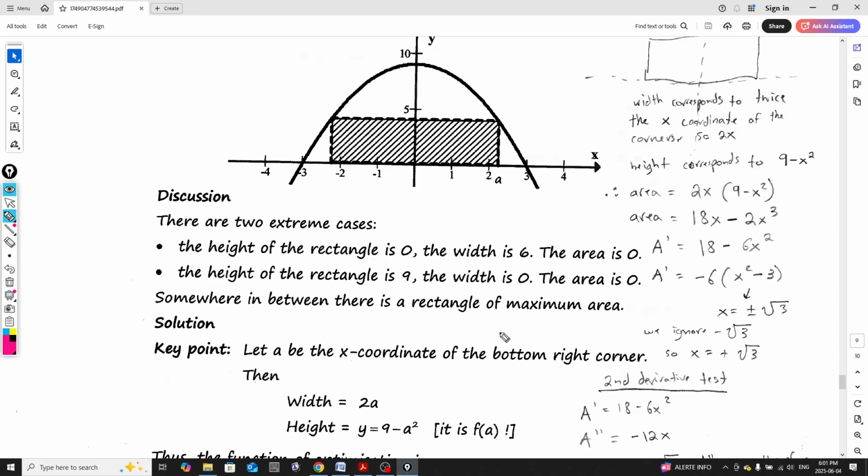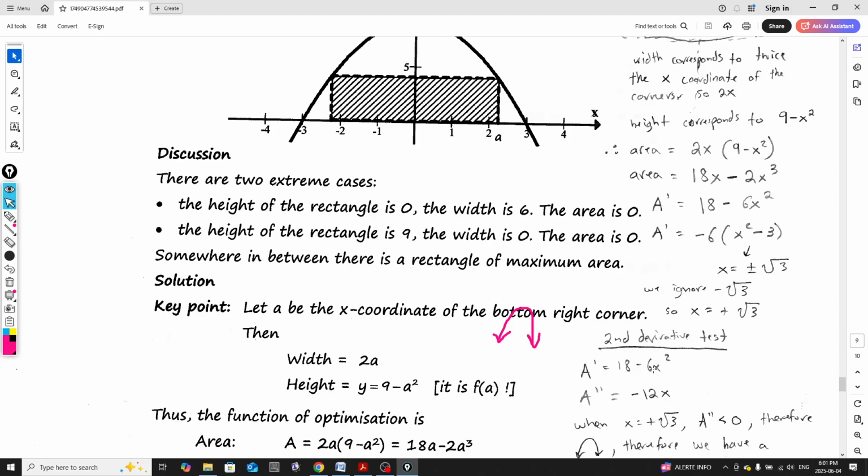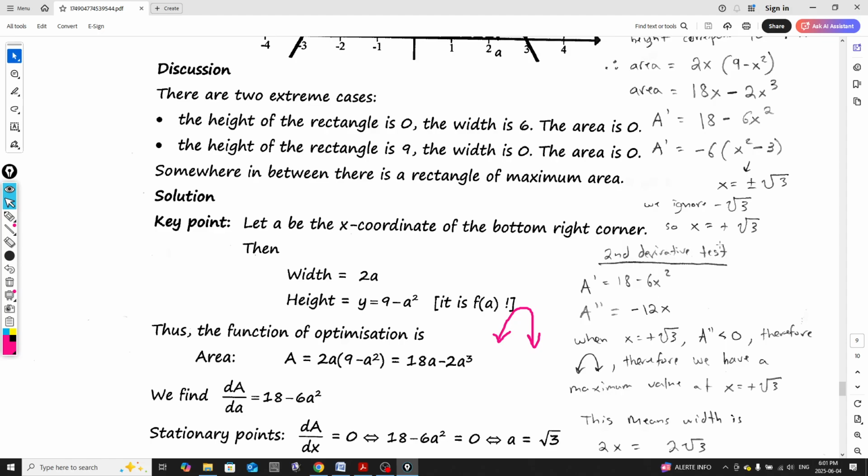That means I'm trying to show that my parabola looks something like this, concave down. The way I do that is by using the second derivative test. I take this and get the second derivative, which is negative 12x. Then when x equals positive square root of 3, it doesn't matter exactly what it is, a positive times a negative means that the second derivative is going to be negative. So that means my graph is concave down.